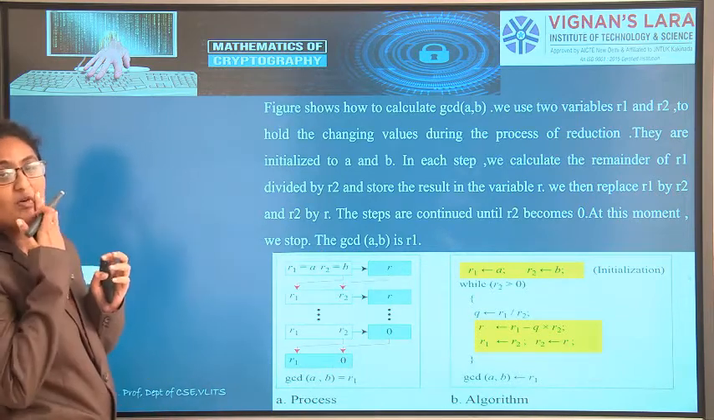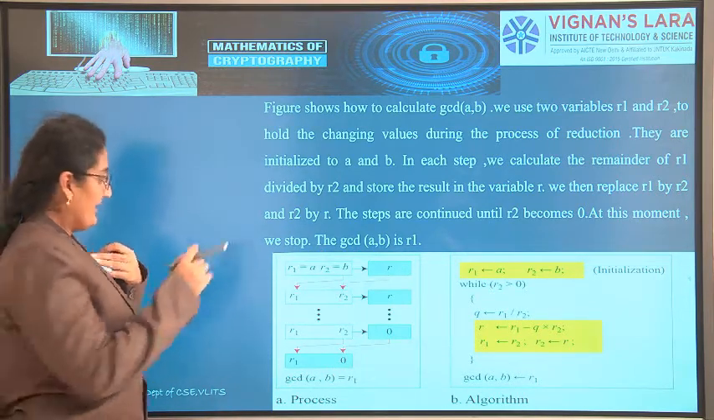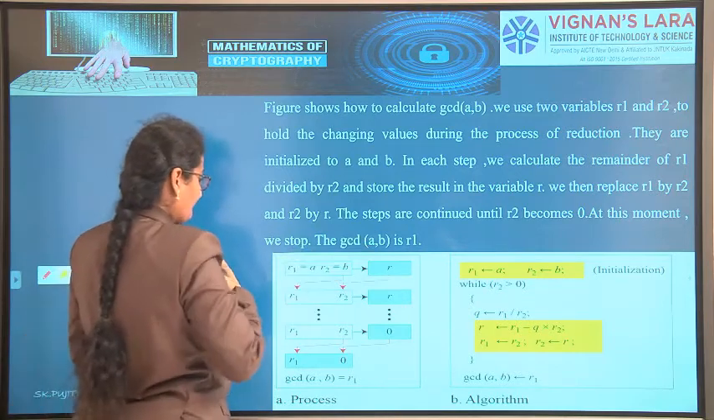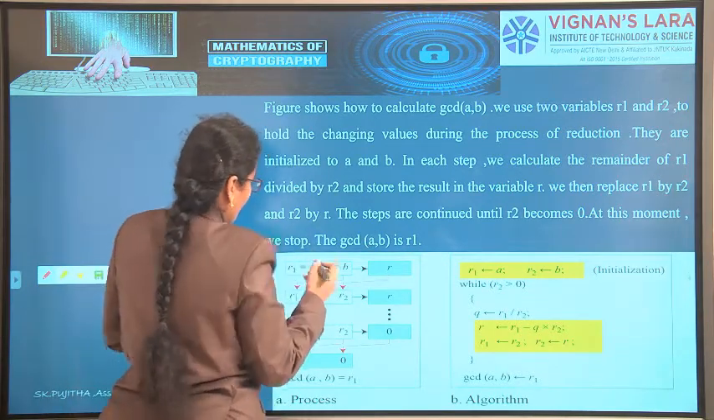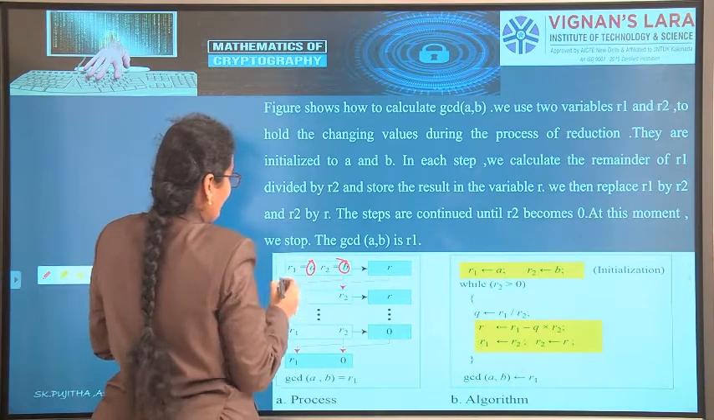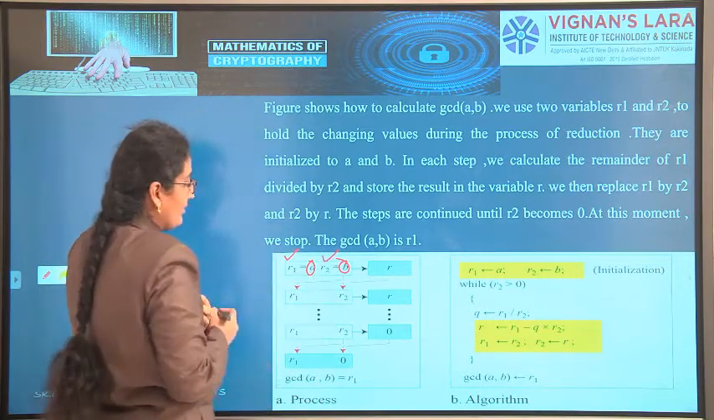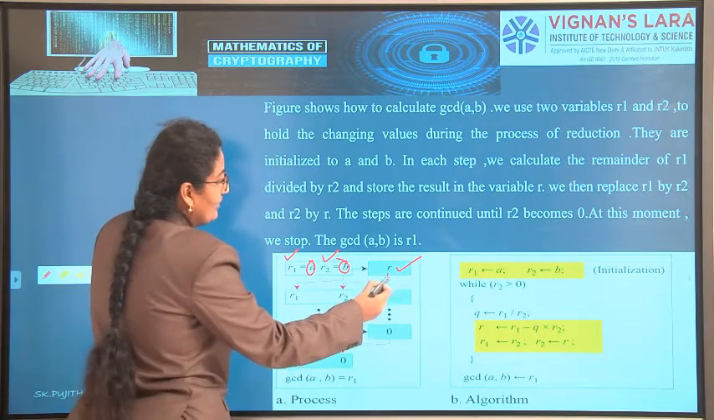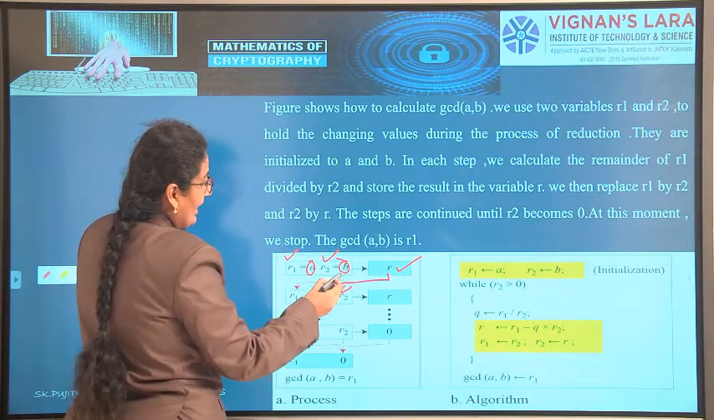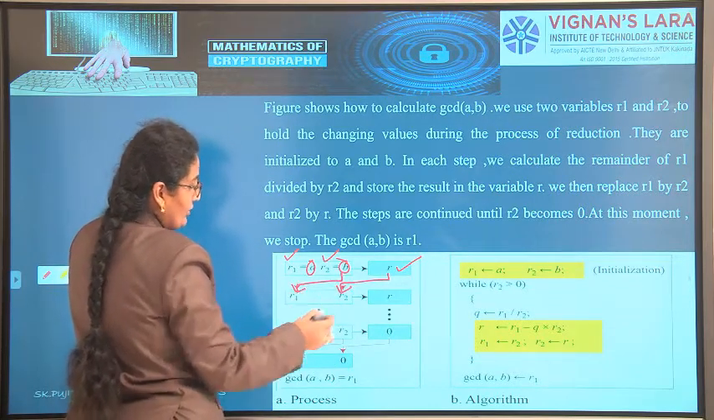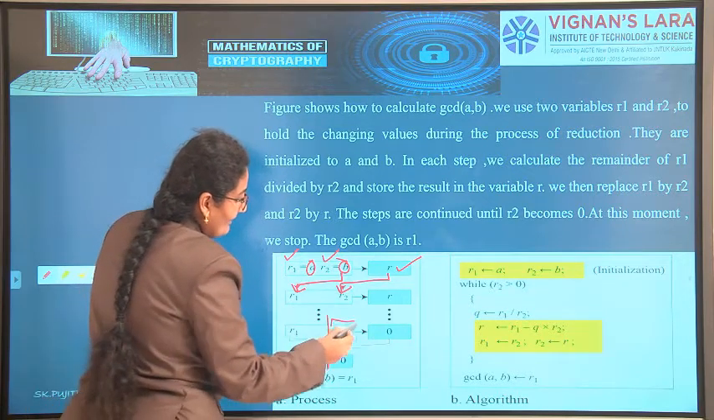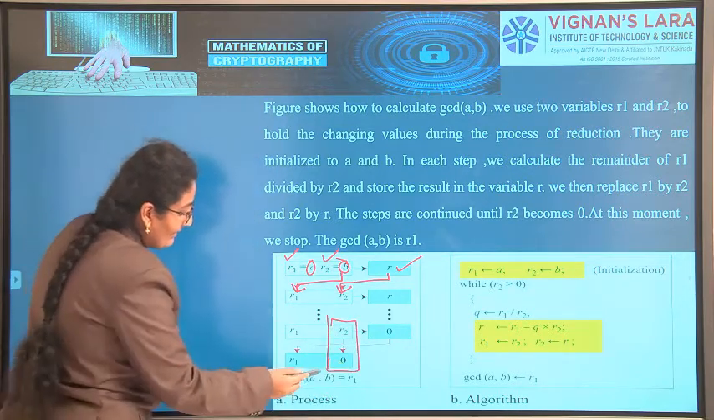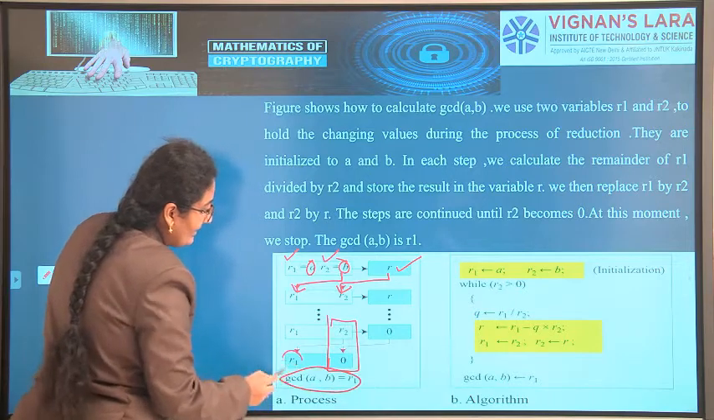So, this is the process happening in the Euclidean algorithm. A and B values are taken and given to R1 and R2. After dividing A and B, we got the R value. We have moved this R value to R2 and the R2 value to R1. We should repeat this process until we get R2 equal to 0, and our GCD of A comma B will be R1.